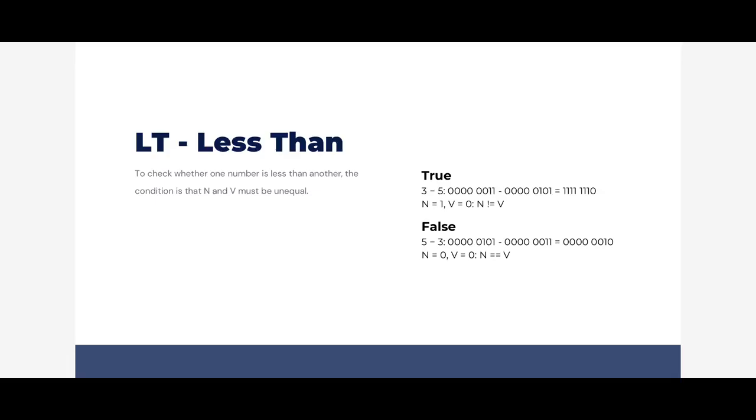And let's look at the false case. Now we try to compare in reverse order. We try to compare: is 5 less than 3? To be sure, we first subtract 3 from 5. And we get 0 as the most significant bit. And there's no overflow. And both are equal. In this case, we can say that the condition is false, because to be true, N and V must be different, and this is not the case.